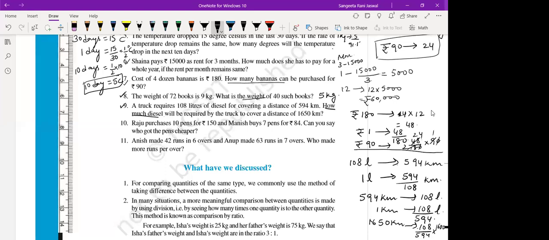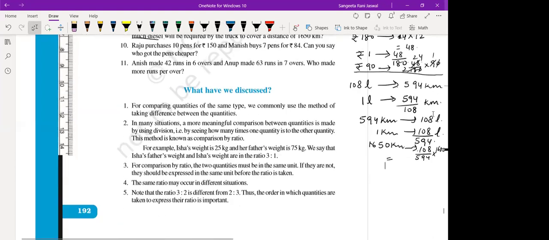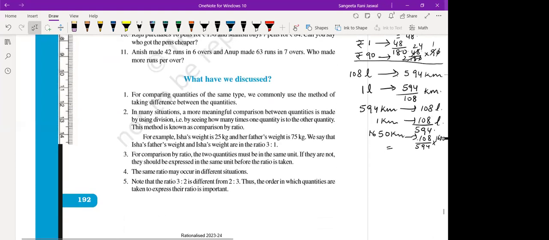Okay, ma'am. So just work this out. When you divide this, what will you get? 108 by 594 into 1000. So that is 12. One second. Please divide this 108 by 594. Both are even numbers, so just see which number will divide both of them.